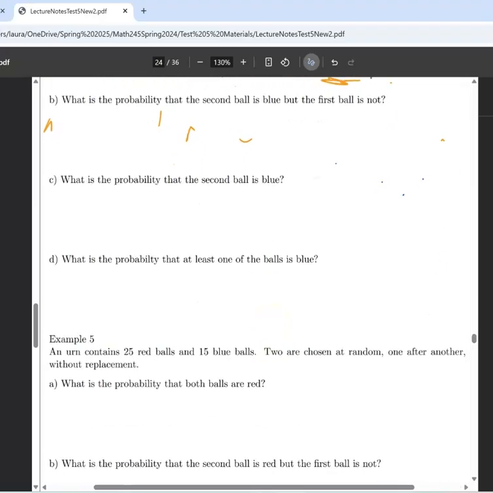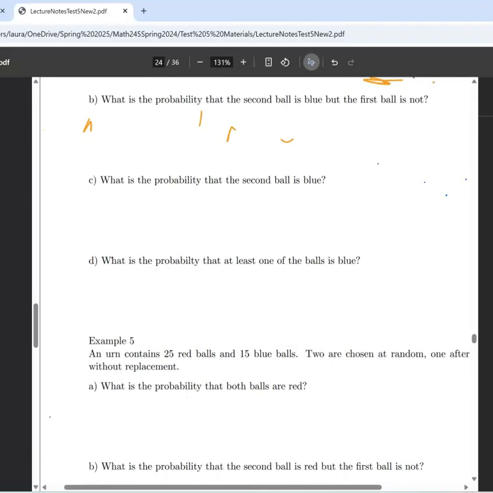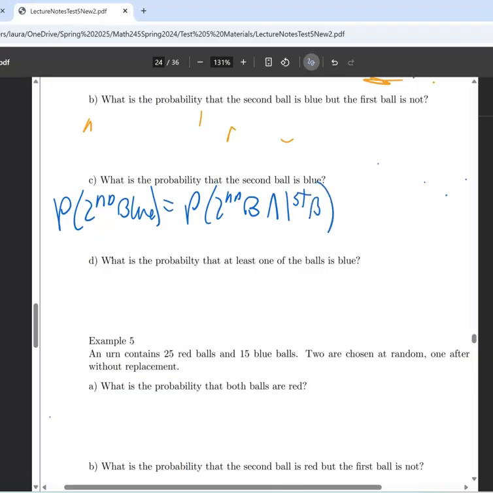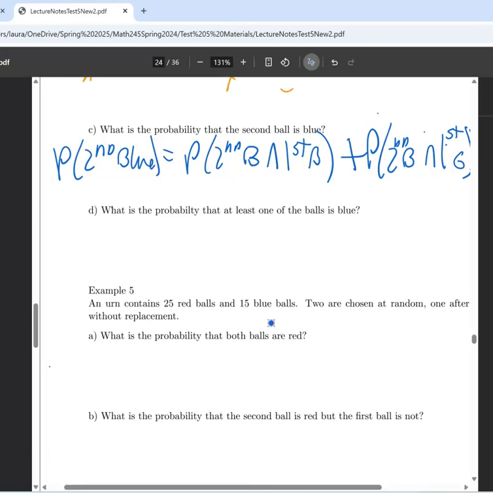So second ball is blue. So then I'm going to have the probability of the second is blue. That will equal the probability of the second is blue and the first is blue, right? Could have both blue, or, which means plus, probability of the second is blue and the first is, I'm just going to put gray. There we go. And the first is gray. All right, let's do this. So if the first is blue, let's think about that.